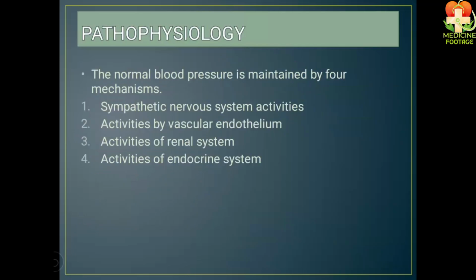Now let's move to the pathophysiology. The normal blood pressure of our body is maintained through four mechanisms. One is maintained by the nervous system. The second is through vascular endothelium. The third is through the renal system, that is the kidney system. And the fourth is through the endocrine system, via glands.